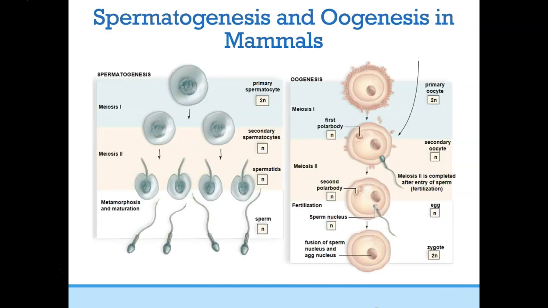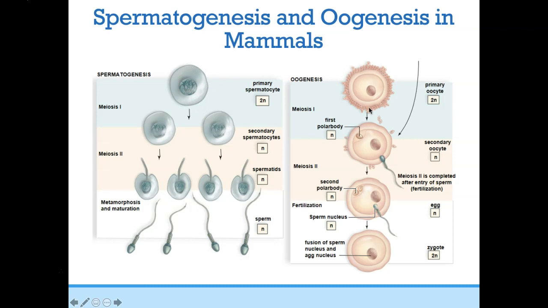So this is an overview from the book, right? Primary spermatocyte undergoes meiosis I. We get 2 haploid secondary spermatocytes that go through meiosis II to form 4 haploid spermatids that mature into sperm. We get 4 sperm cells from one primary spermatocyte.